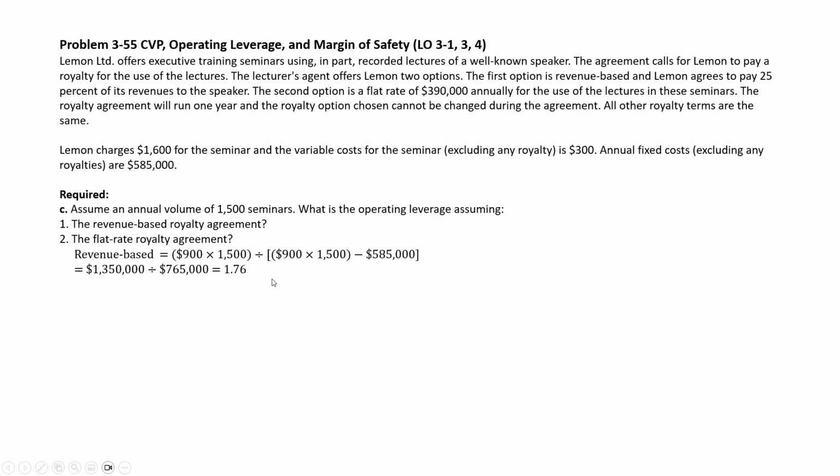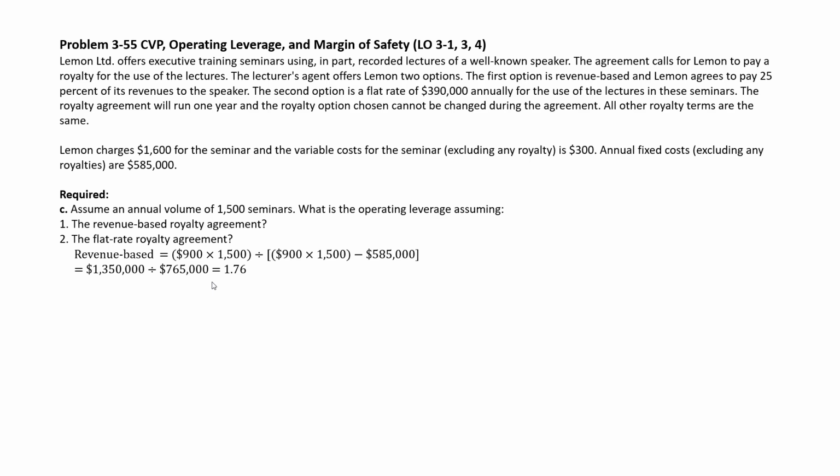Divide that by our operating profit. Again, we've already shown I can shortcut that by taking our contribution margin per unit of 900 times 1,500 seminars. That would give total contribution margin dollars. We also solved at the top 1,350,000. Then subtract the 585,000 in fixed cost, and we're going to get operating profit at 1,500 units under the revenue-based arrangement of 765,000. 1,350,000 divided by 765,000 is going to be an operating leverage of 1.76.